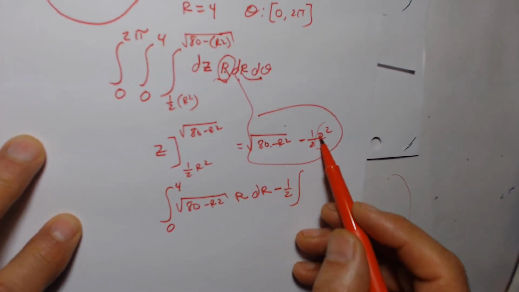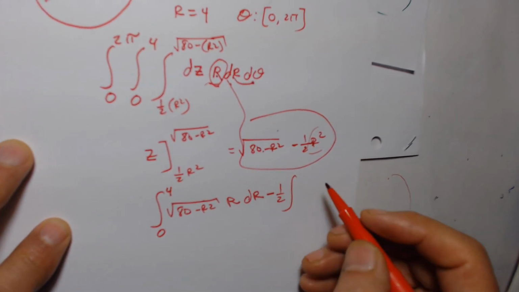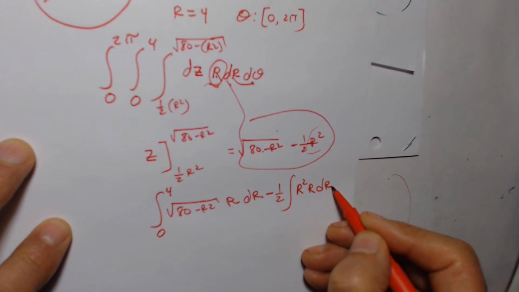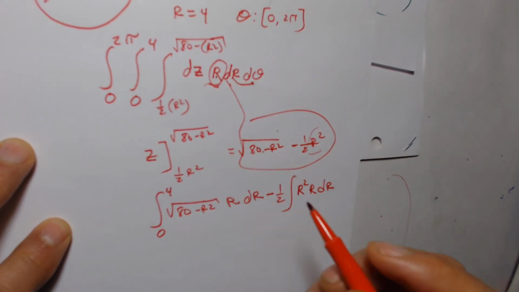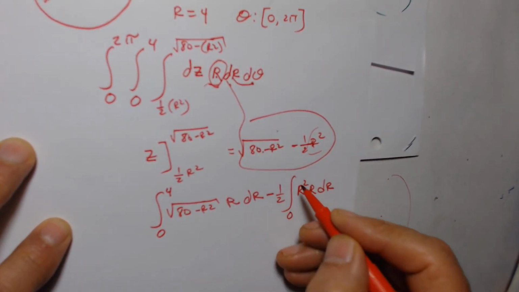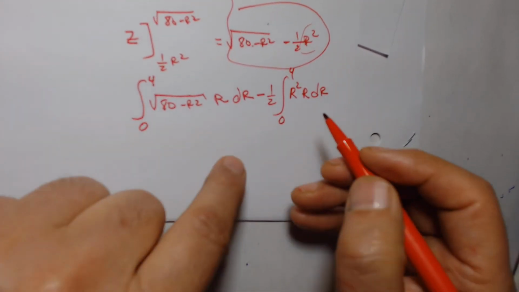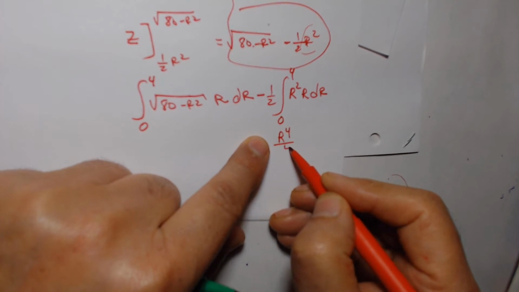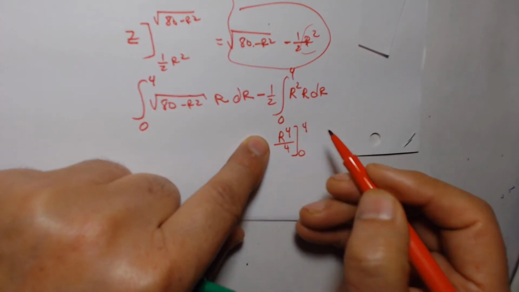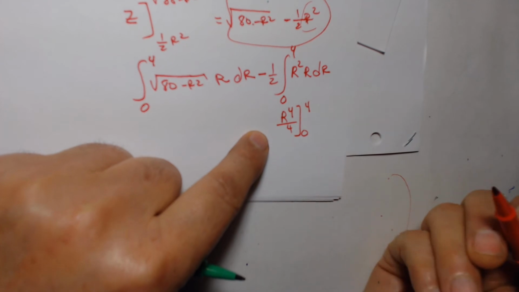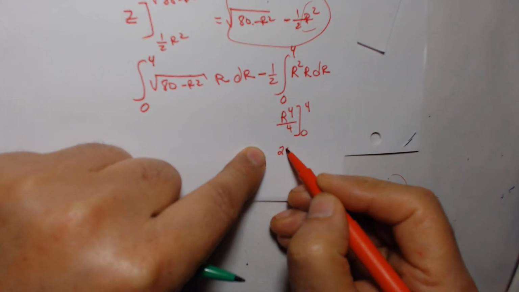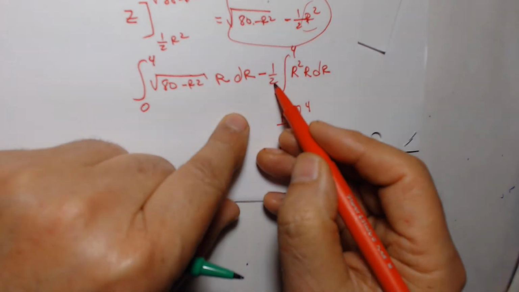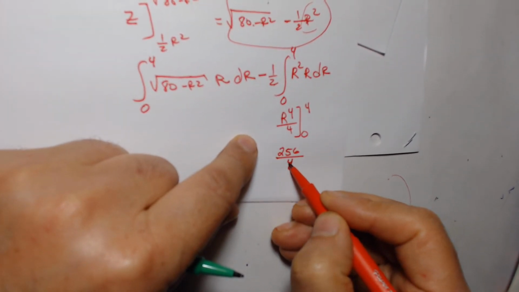I wrote it as the difference of two integrals. I have r squared and I have an r. I have a dr. This r is your factor. I have to multiply by both of them from 0 to 4. This is not hard to do. That's r cubed. That's r to the power of 4 over 4 from 0 to 4. And 4 to the power of 4 is 16 times 16, which is 256 over 4. But I have to multiply by 1/2 and make this one an 8.